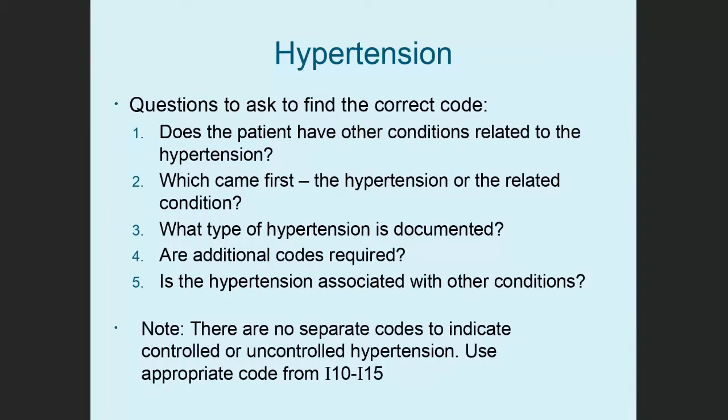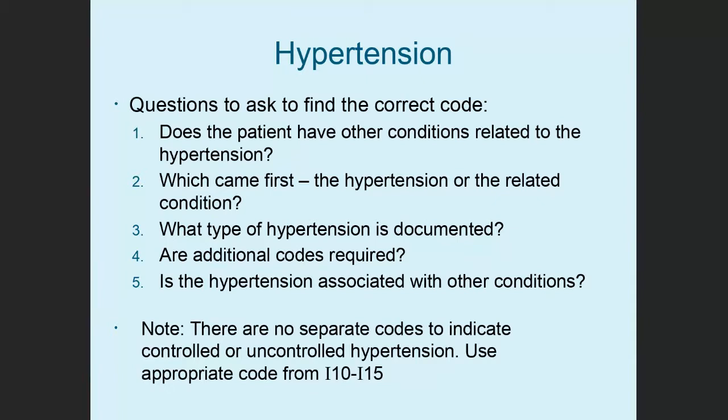Here are some questions that will give you the information you need to select the correct code for hypertension in a specific case. First, does the patient have other conditions related to the hypertension? Then which came first, the hypertension or the related condition? What type of hypertension is documented? Are additional codes required? And is the hypertension associated with other conditions?